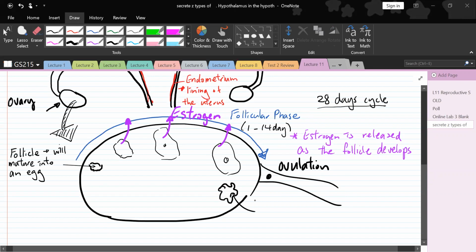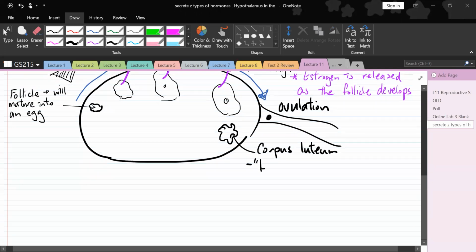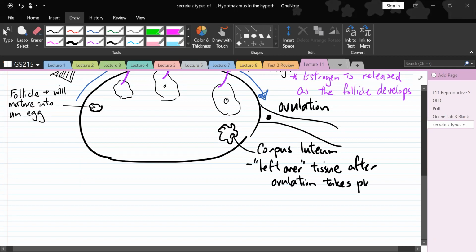This leftover tissue is called the corpus luteum. Okay, so this is the leftover tissue after ovulation takes place.